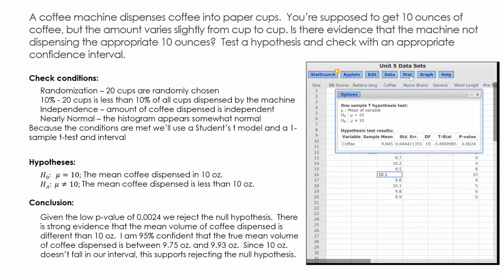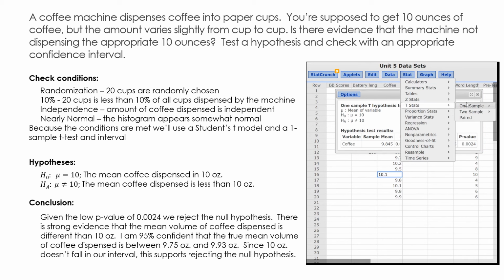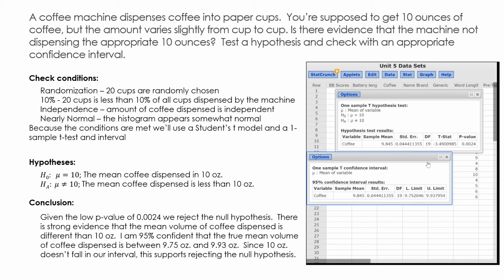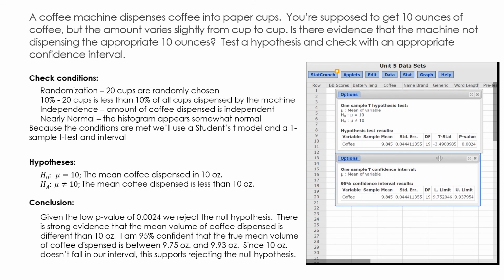And then I'm also going to go to stat, t-stats, one sample with data, same exact thing, still with coffee, and this time, remember, this is a two-tailed test, so I just take 1 minus alpha, assume alpha is 5% unless they tell you otherwise, which means my confidence level is going to be 95 this time. 100% minus 5% is 95%, and I'm going to compute, and that gives me my interval.